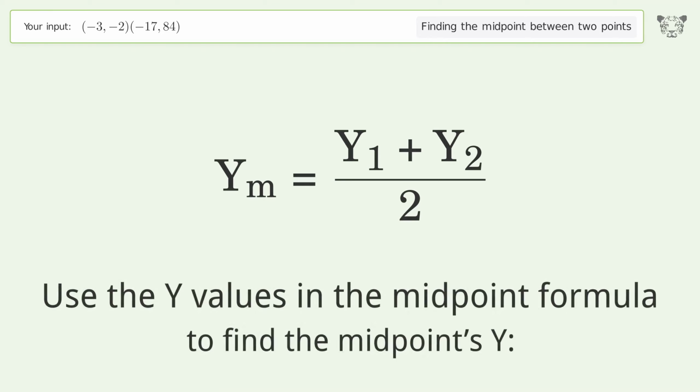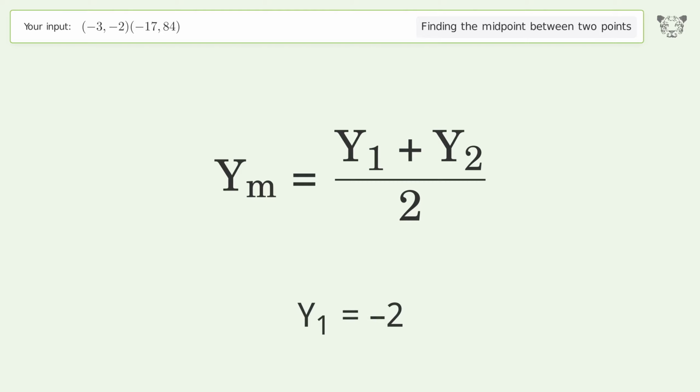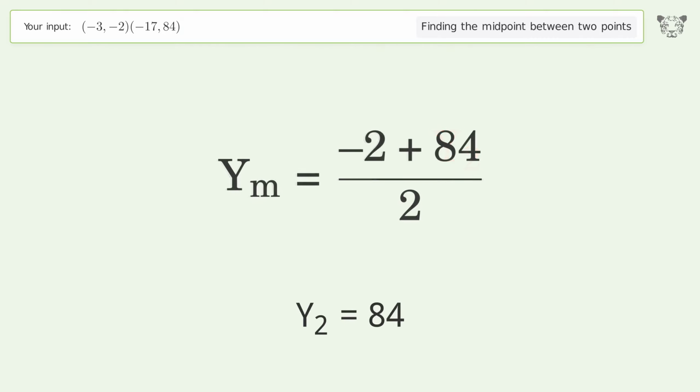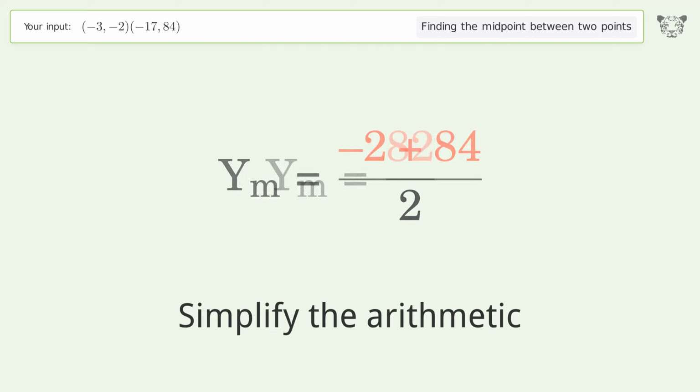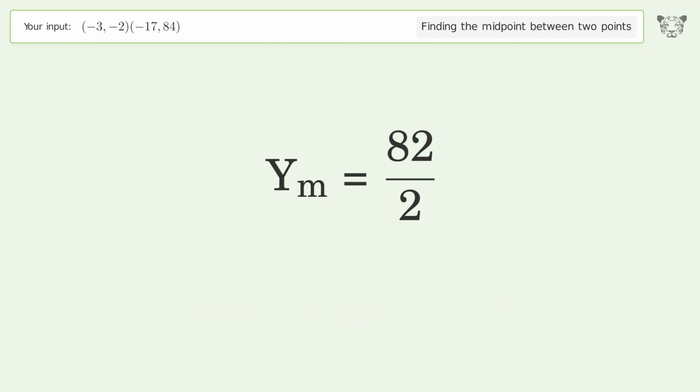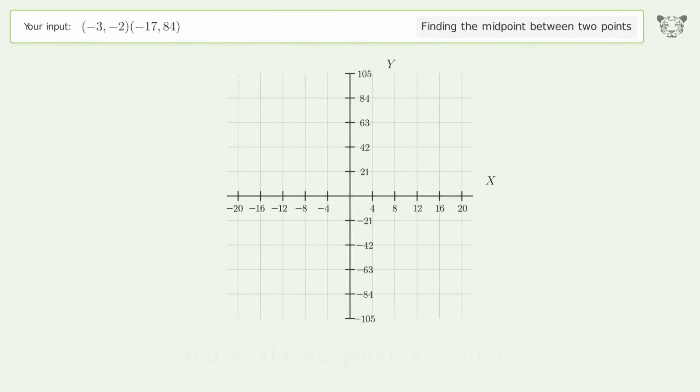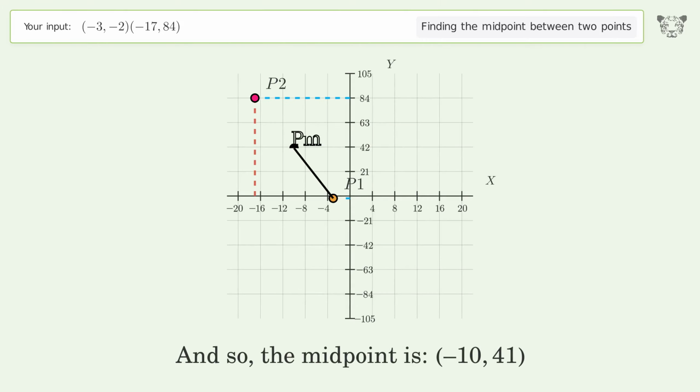Use the y values in the midpoint formula to find the midpoint's y. y1 equals -2. y2 equals 84. Simplify the arithmetic. And so, the midpoint is -10,41.